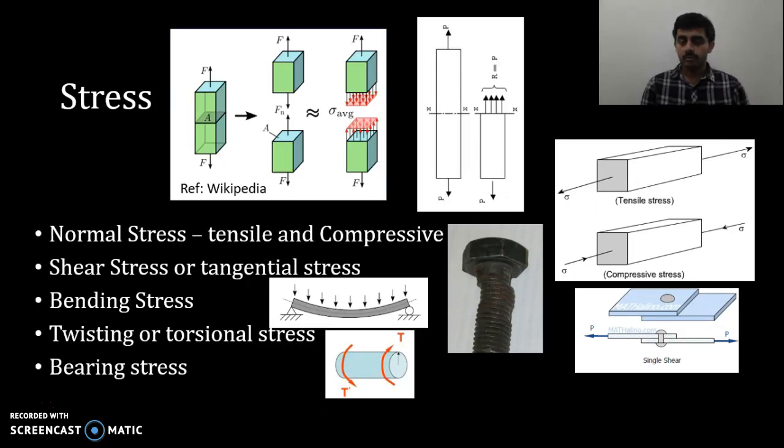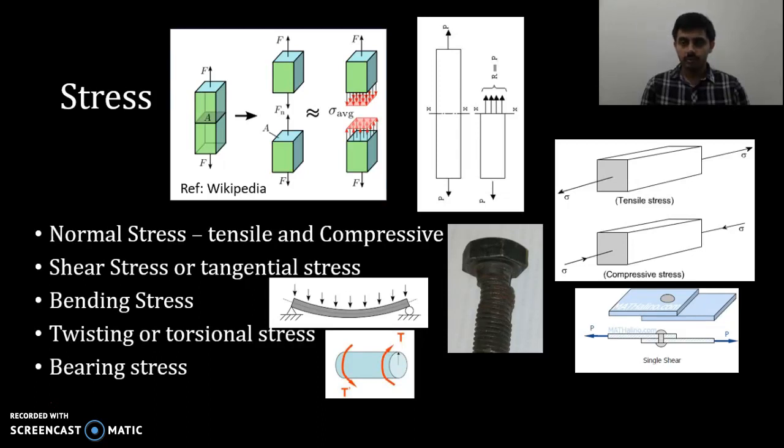Similarly, for the bottom half of the body, the force F is acting downwards, for which to have equilibrium there must be an equal and opposite force, as shown in the picture with some red lines. So this is what a state of stress is.